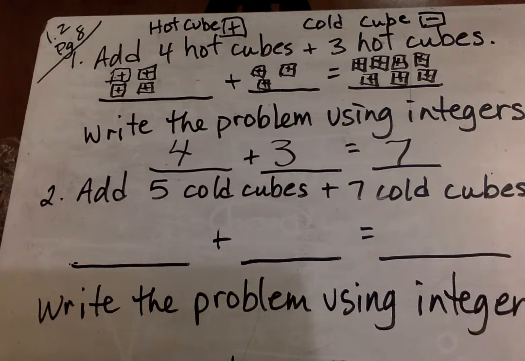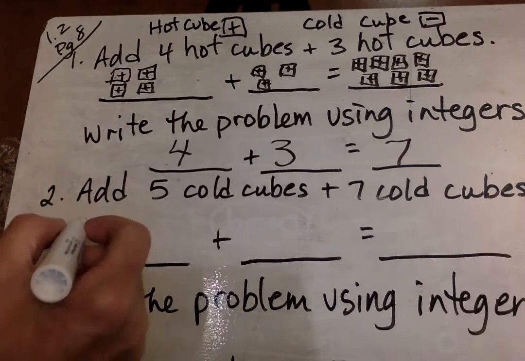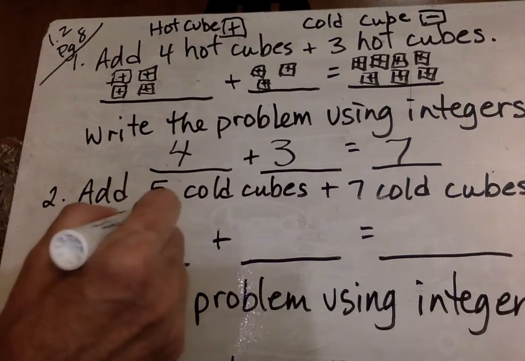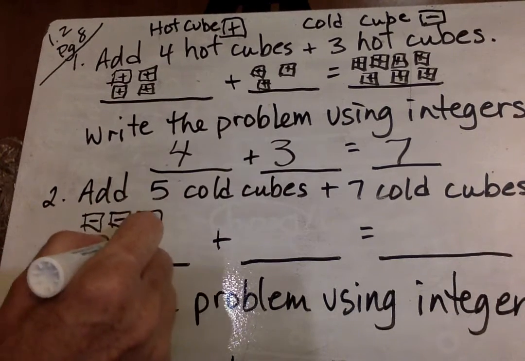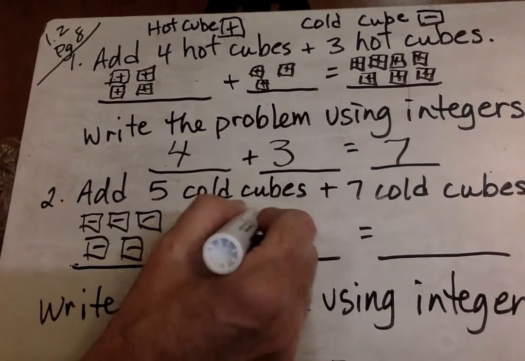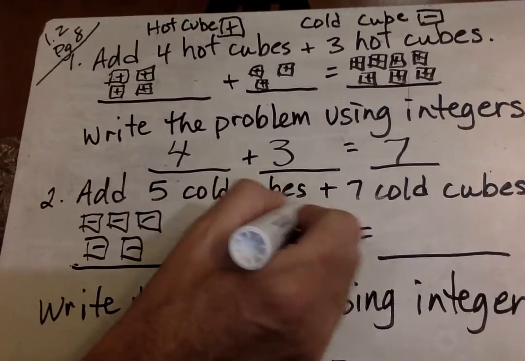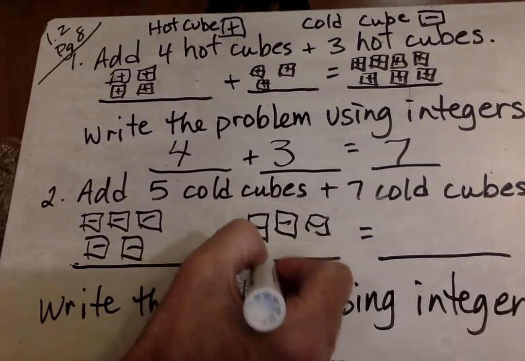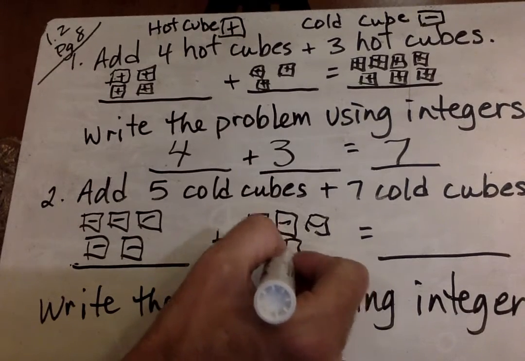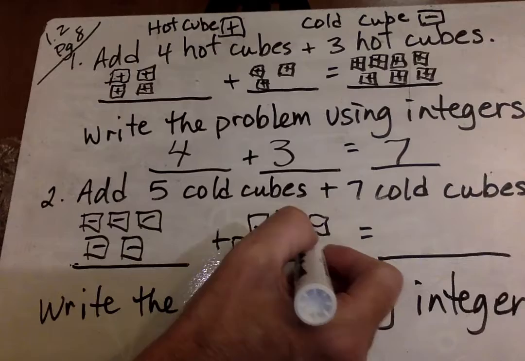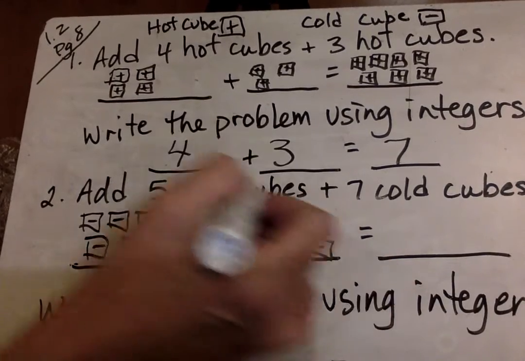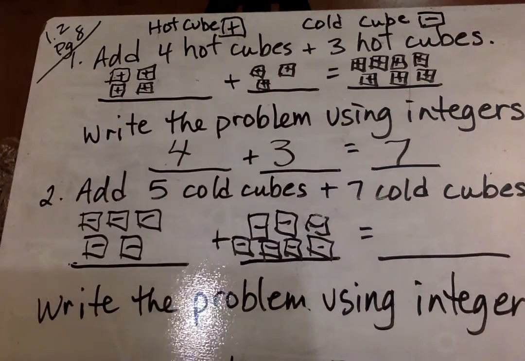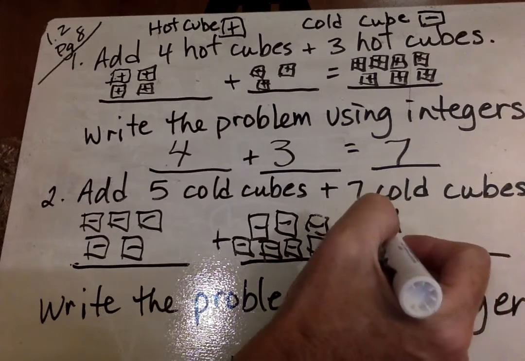Now we're going to have 5 cold cubes and 7 cold cubes. So we're going to have to draw 5 cold cubes and 7 cold cubes. And it's a little bit of an awkward angle up for me, but that's what we're doing here. 1, 2, 3, 4, 5, 6, 7. Now if I count all the 5 and the 7, 5, 6, 7, 8, 9, 10, 11, 12, that means we're going to have 12 cold cubes.